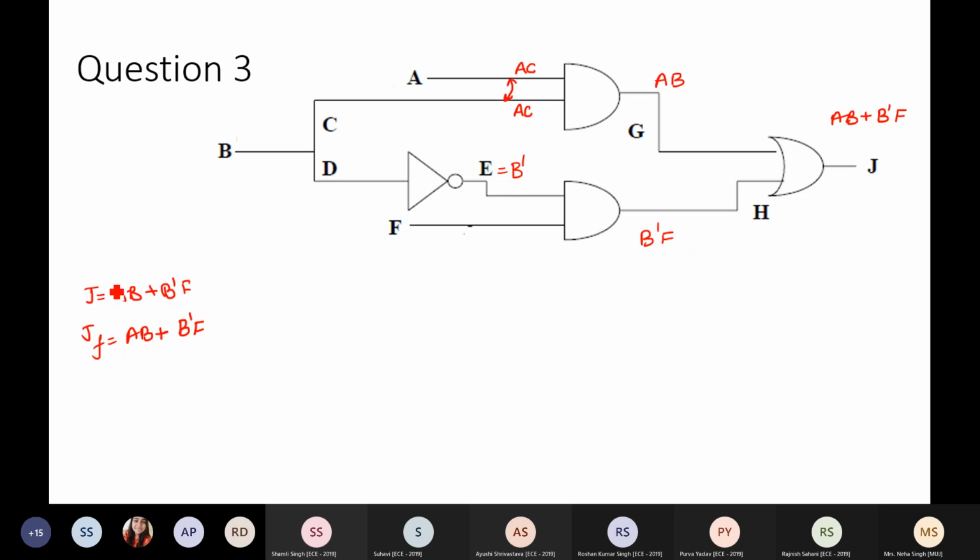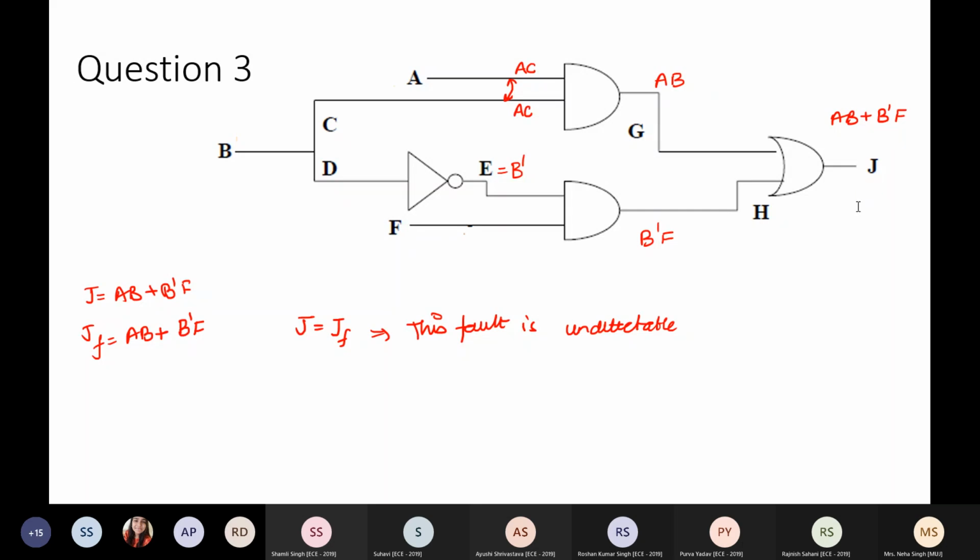So the function J comes out the same as JF, which simply means this fault is undetectable. There is no test pattern which will be able to detect this fault. So the AND bridging fault between wire A and C cannot be detected at the output. Okay?